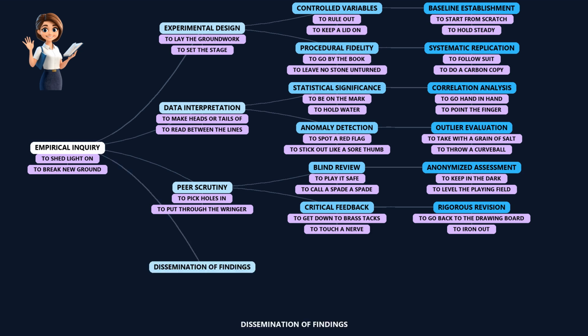Dissemination of findings. Dissemination of findings is a fundamental goal of empirical inquiry to spread the word and hit the headlines with the news. Basically, you are telling the whole world about the amazing thing you discovered.